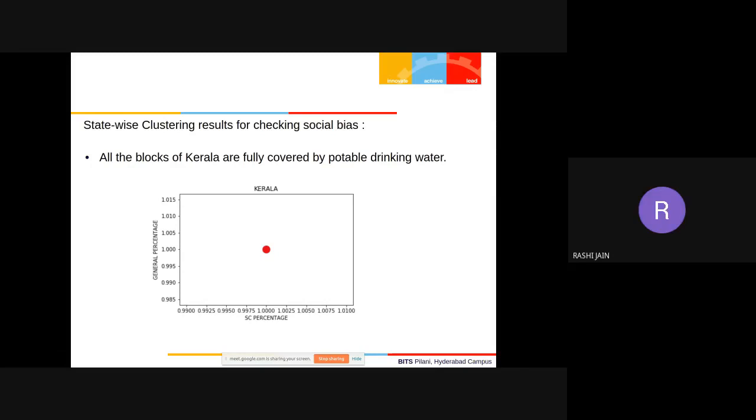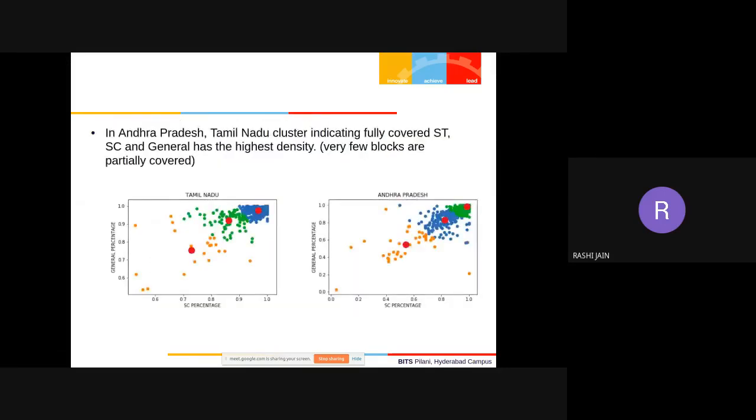So we have done state-wise clustering for SC percentage of covered area and general percentage of covered area. We have noted down some important results, like all the blocks of Kerala are fully covered by potable drinking water, as clearly seen. For Andhra Pradesh and Tamil Nadu, the cluster having SC percentage covered and general percentage covered approximating to 1 has the highest density, which indicates very few blocks in Andhra and Tamil Nadu are partially covered, and all the other blocks are fully covered.